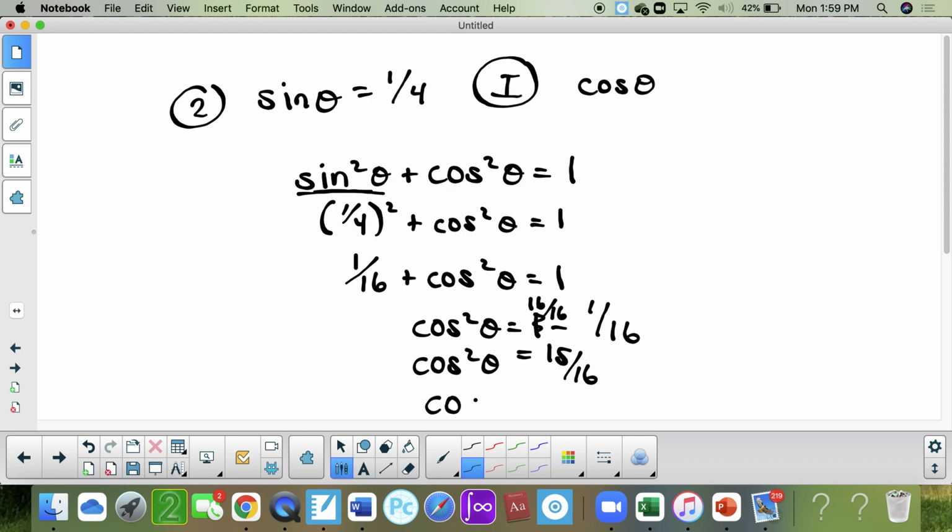But we're trying to find the cosine. So you need to do the plus or minus, you need to square root both sides. So you need to do plus or minus the square root of 15 over the square root of 16, which is 4. But you are in the first quadrant, and cosine is positive in the first quadrant. So the answer is the square root of 15 over 4.